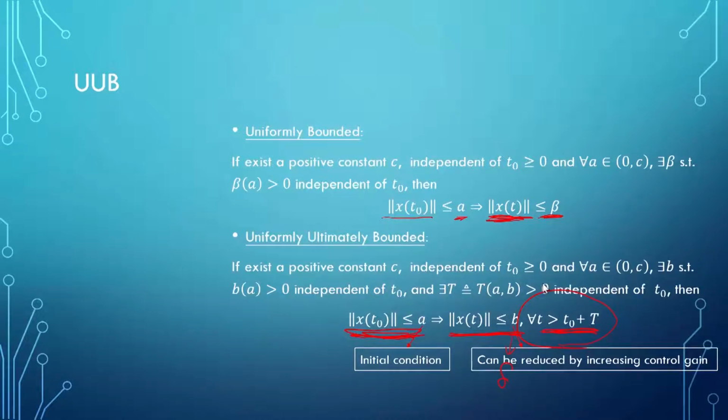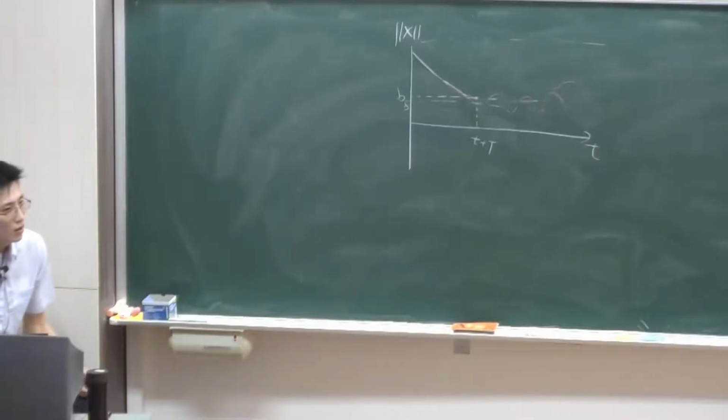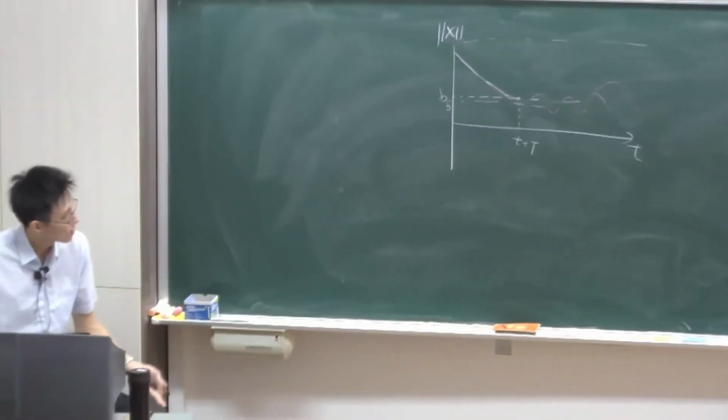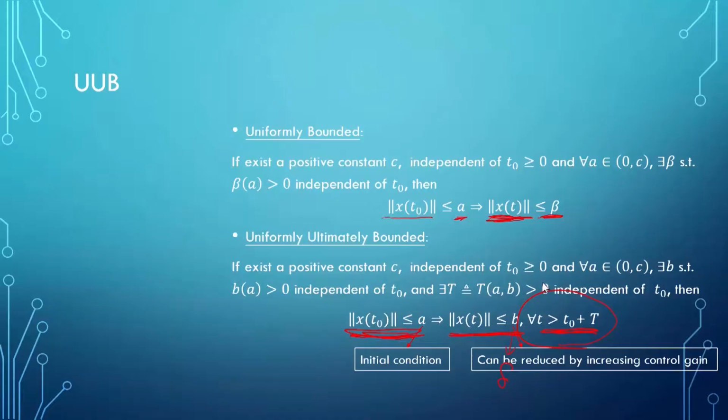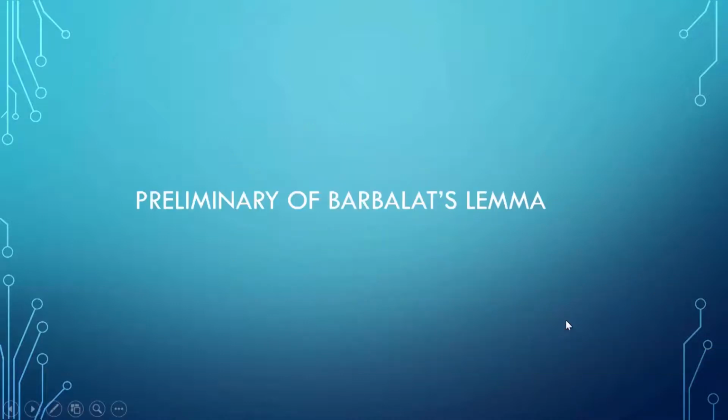This UUB bound is usually caused by some disturbance or unmodeled dynamics. Okay, so if you select a larger control gain, you can reduce this UUB bound. Okay. Any question?